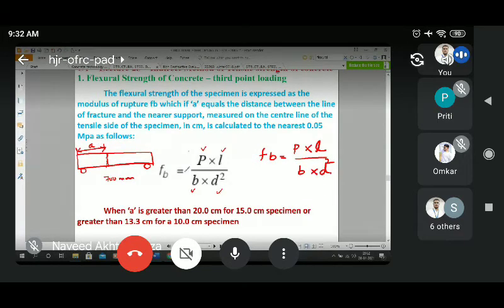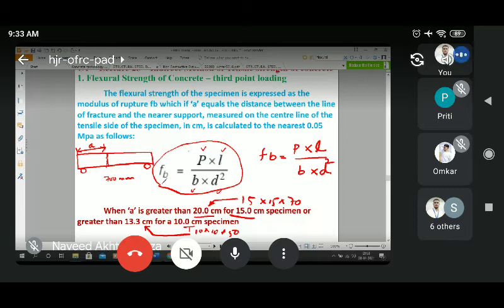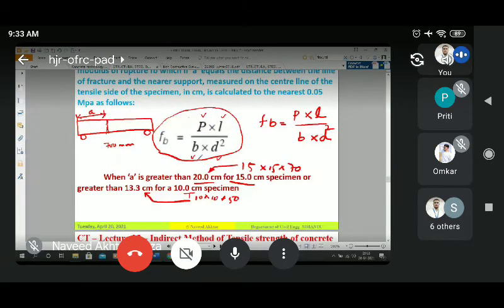So you can see the value of A, and based on that value of A, you have to use the formula. When A is greater than 20 centimeter for a 15 centimeter specimen, that is the specimen of 15 by 15 by 70, as told earlier, and for the 10 centimeter specimen, that is 10 by 10 by 50 centimeter, when A is greater than 13.3 centimeter, we have to use this formula to find out the modulus of rupture, or the flexural strength, of your beam, where P is the applied maximum or failure load, L is the length of the sample, B is the width of the sample, and D is the depth of your sample.